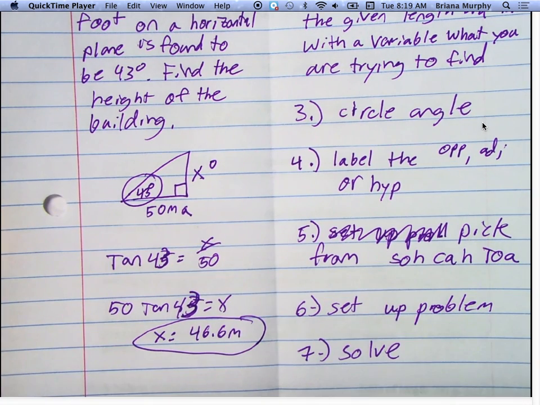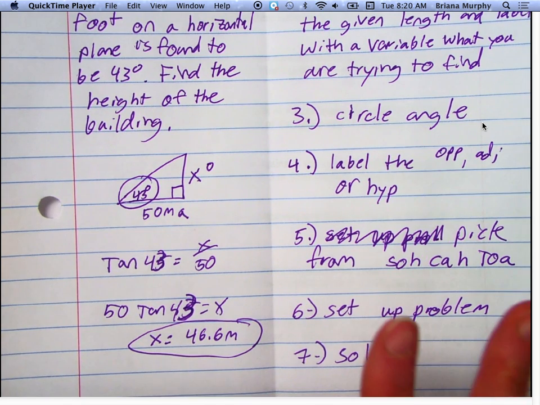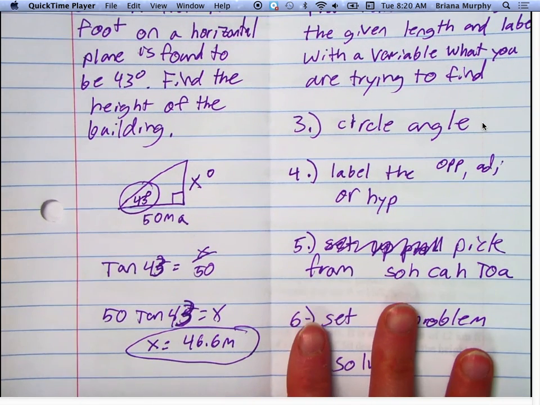Okay. I think for you guys, because you've done this enough, this first one probably isn't very useful, right? Like, you've got it. You don't need to have the steps in front of you each time. Just circle the angle, label the sides, pick from SOHCAHTOA, set up the problem, and solve. But maybe for the word problems, especially if you feel stuck, you can start with this.